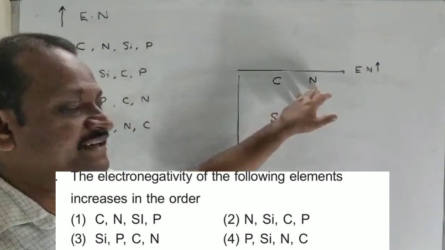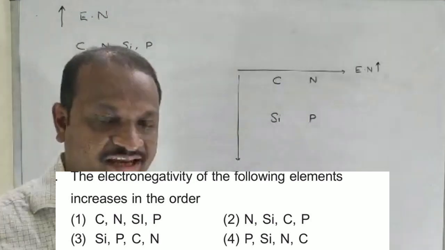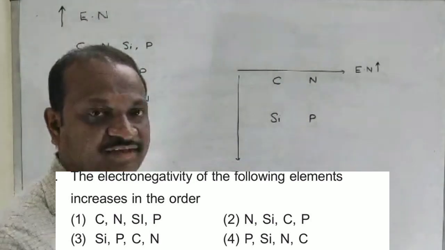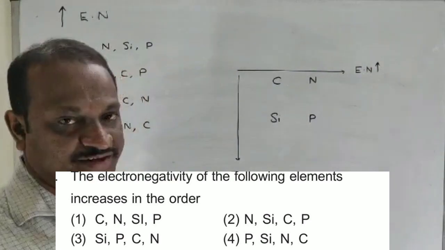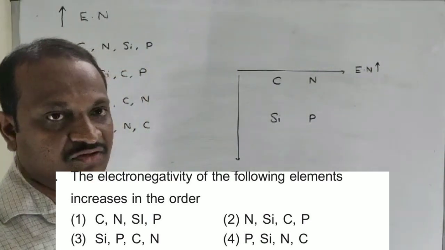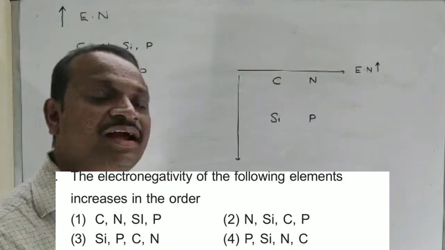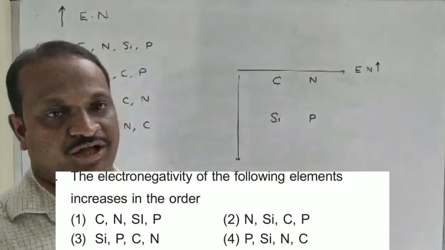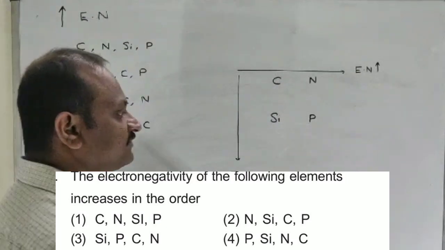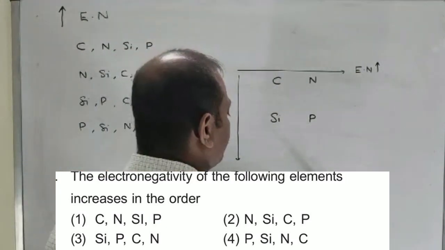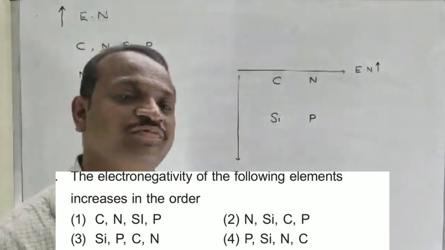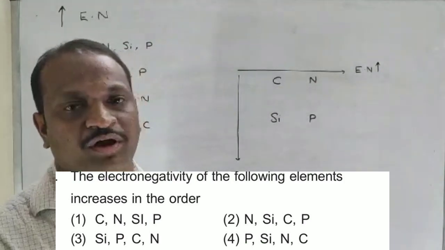So who has higher electronegativity? Nitrogen has the highest electronegativity because it's on the right side and also its size is very small. Then you may have a doubt whether carbon or phosphorus has higher electronegativity after that. So first, electronegativity is highest for nitrogen, no doubt. And now among carbon and phosphorus, which one? Try to understand one point.